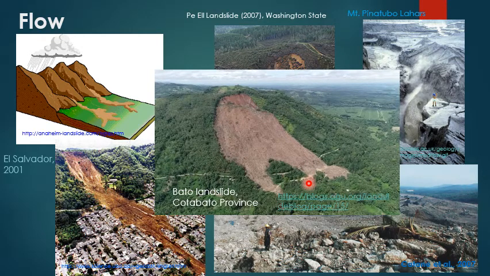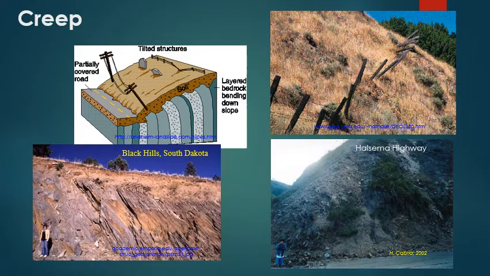This is the landslide that was produced by the Cotabato earthquake in 2009. The next type of landslide is creep.